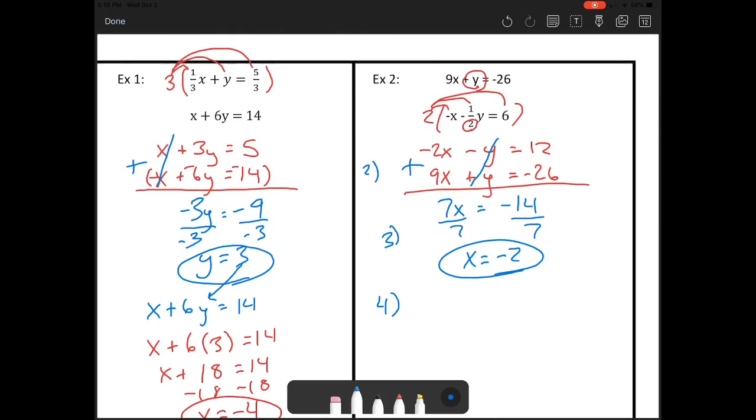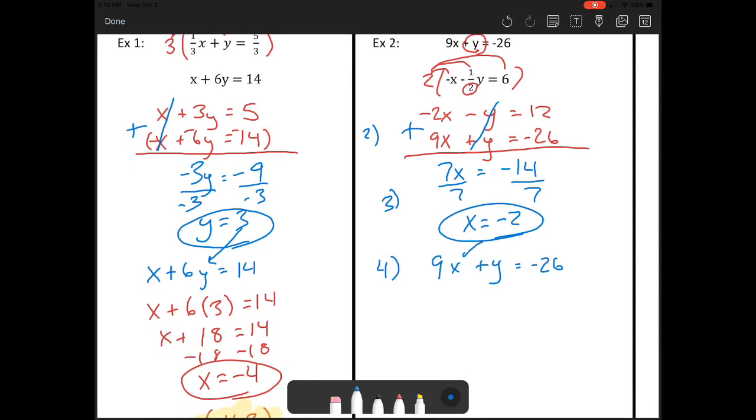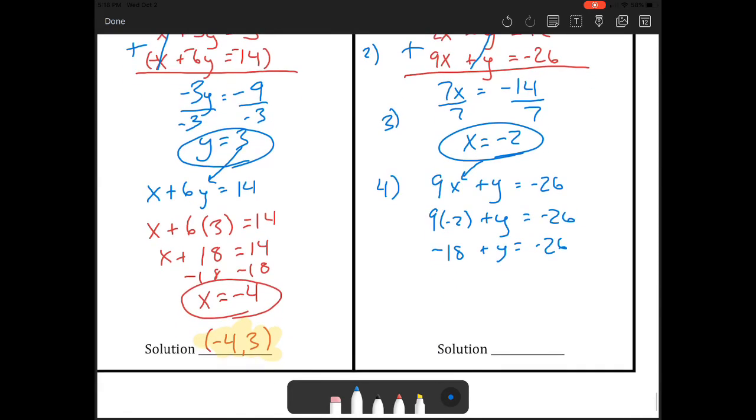So our fourth step, we're going to plug x into our first equation. So we have 9x plus y equals negative 26. So I'm going to drop that x right in here, and I get 9 times negative 2 plus y equals negative 26. That gives me negative 18 plus y equals negative 26. Then I'm going to add 18 to both sides, and I get y equals negative 8. So my final solution is going to be negative 2, negative 8.